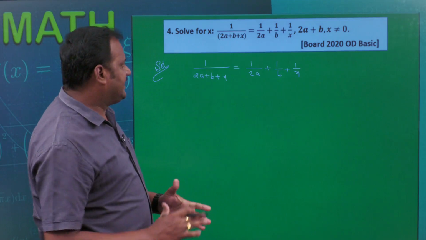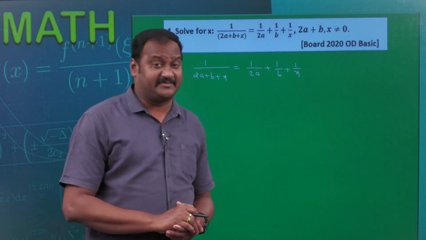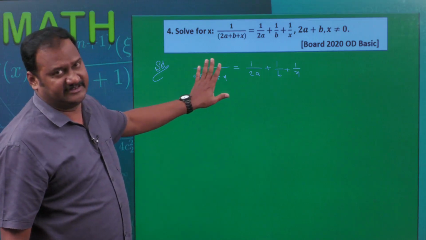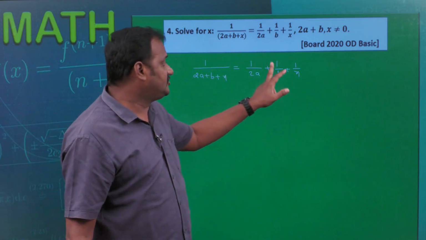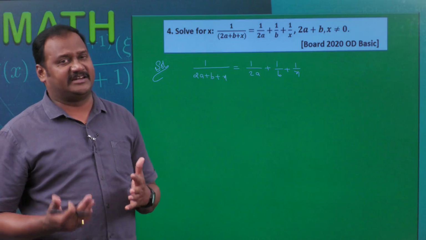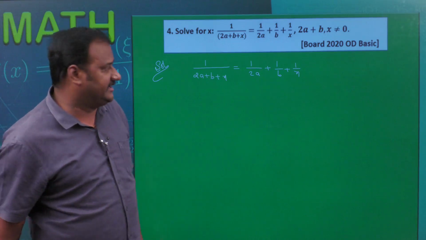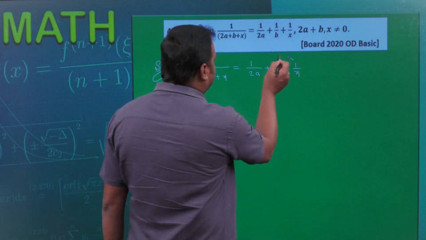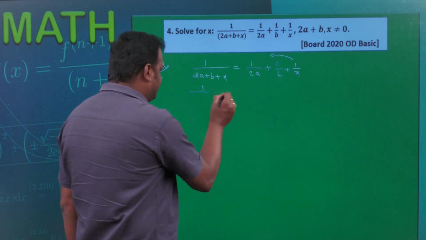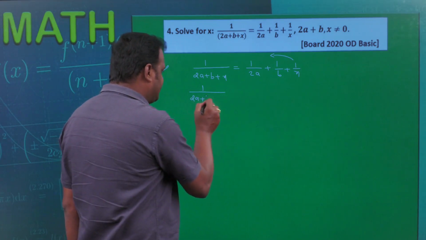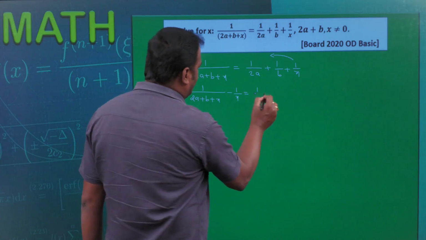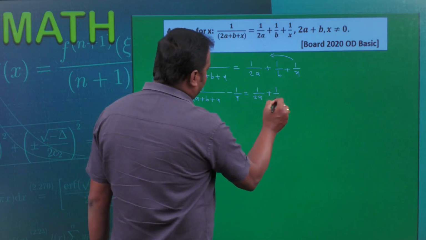It is understood that the number of terms should be the same on the left hand side as well as the right hand side. On the left hand side you have only a single term, whereas on the right hand side you have 1, 2, 3 terms. So in order to balance the number of terms and simplify easily, I am just transposing x towards the left hand side. Then the left hand side will become 1 by 2a plus b plus x minus 1 by x is equal to 1 by 2a plus 1 by b.